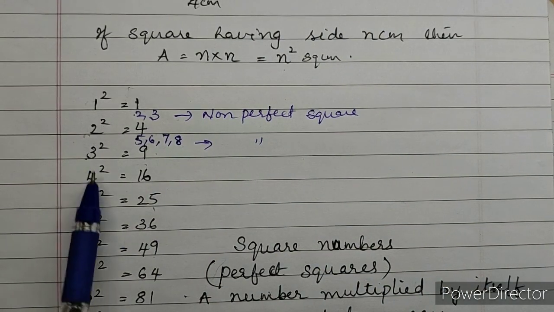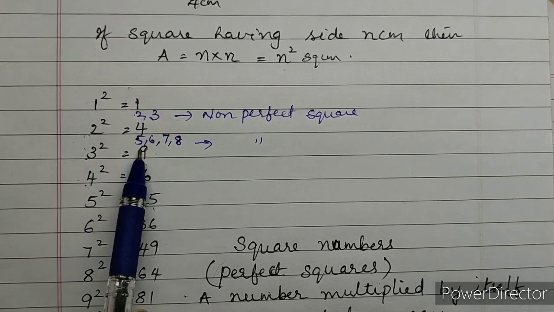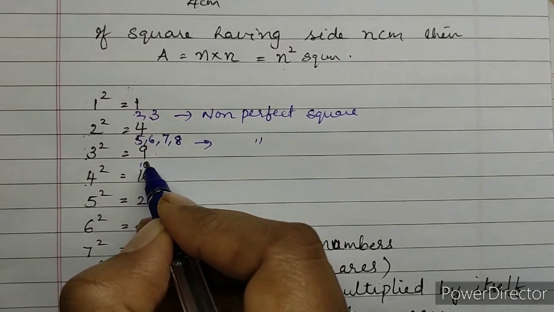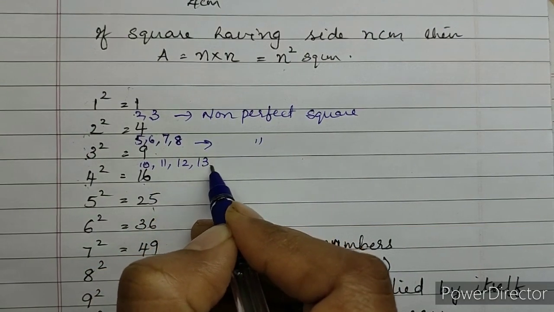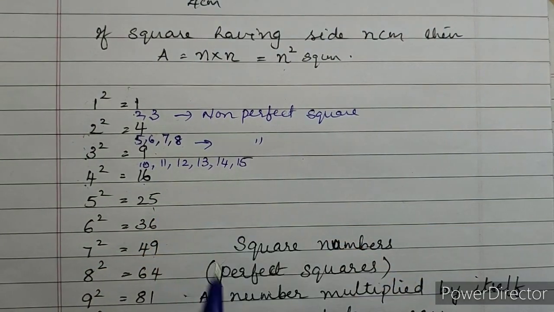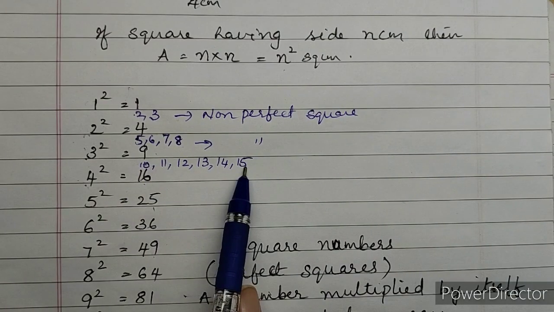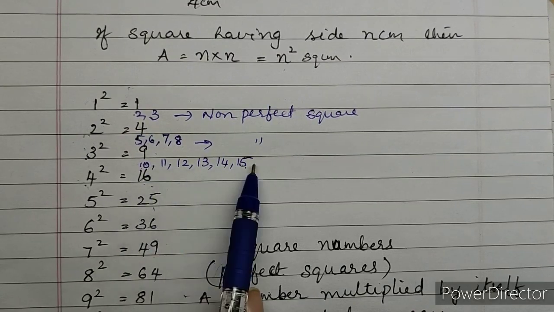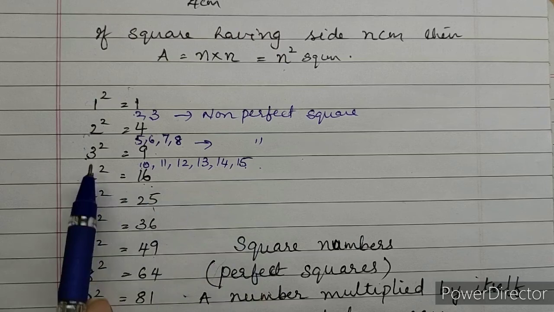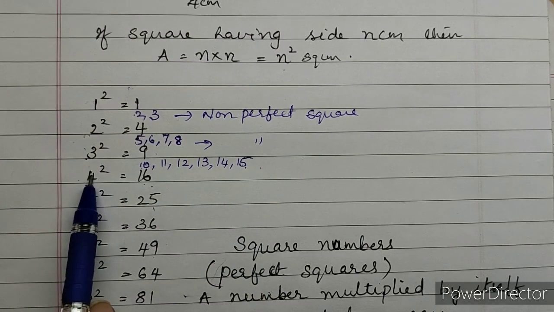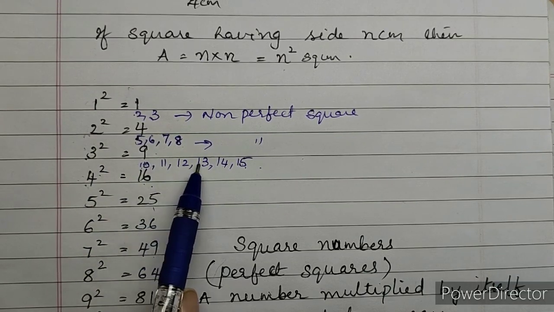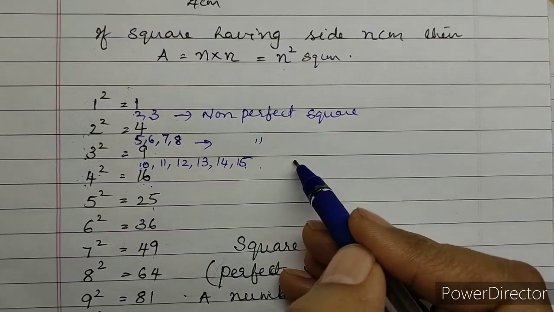So for the next two consecutive numbers, you take 3 and 4. Their squares are 9 and 16. In between 9 and 16, how many numbers are there? 10, 11, 12, 13, 14, 15. These all are non-perfect square numbers. So in between 9 and 16, there are 6 non-perfect square numbers: 10, 11, 12, 13, 14, 15. This is in between 3 square and 4 square.